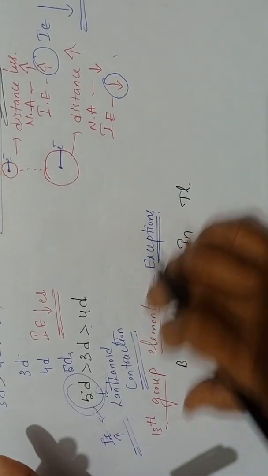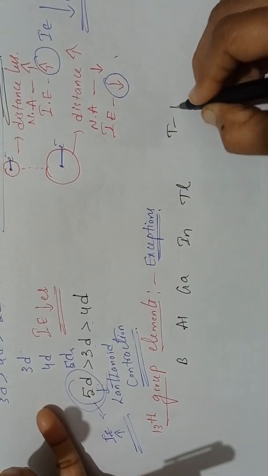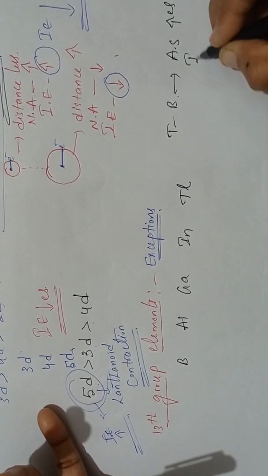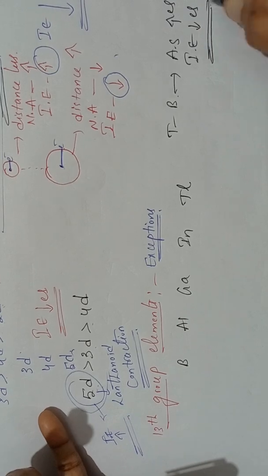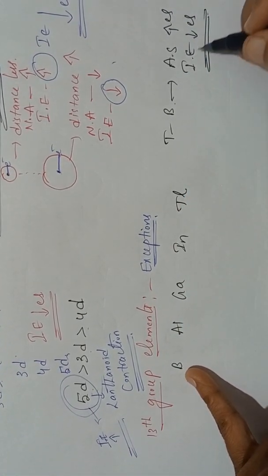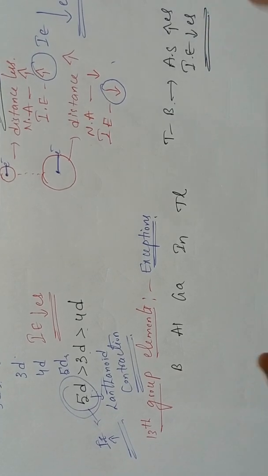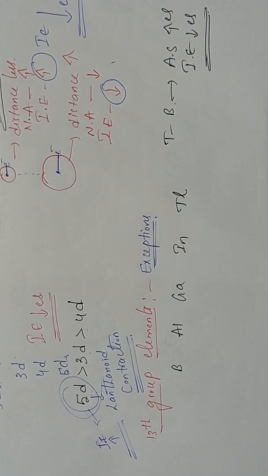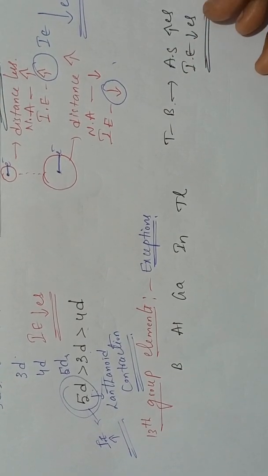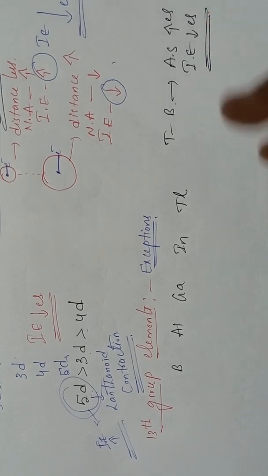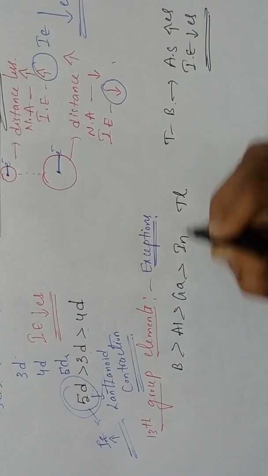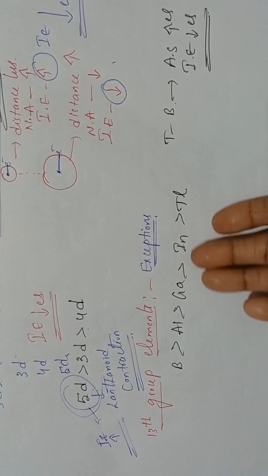From top to bottom, what will happen, students? We know that from top to bottom, atomic size increases, ionization energy decreases. So from boron to thallium, atomic size increases, ionization energy decreases. Decreases means big to small. What symbol do you have to use? The greater than symbol. Is it the correct order, students?